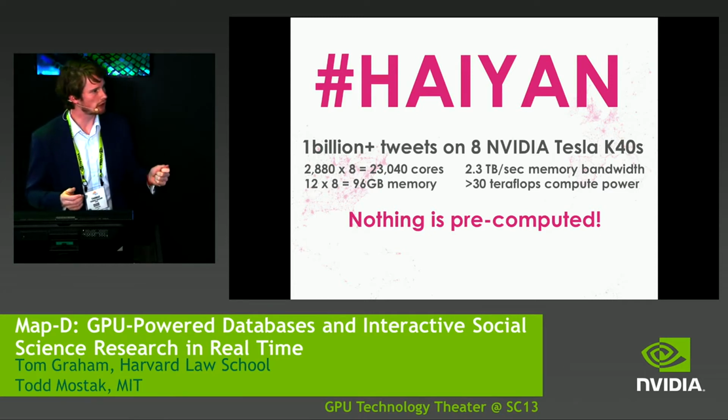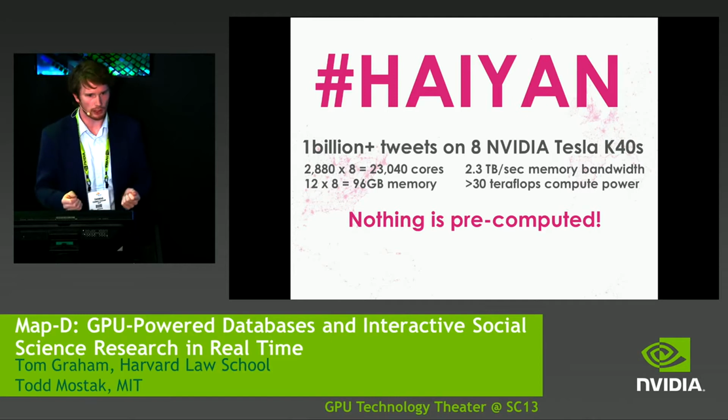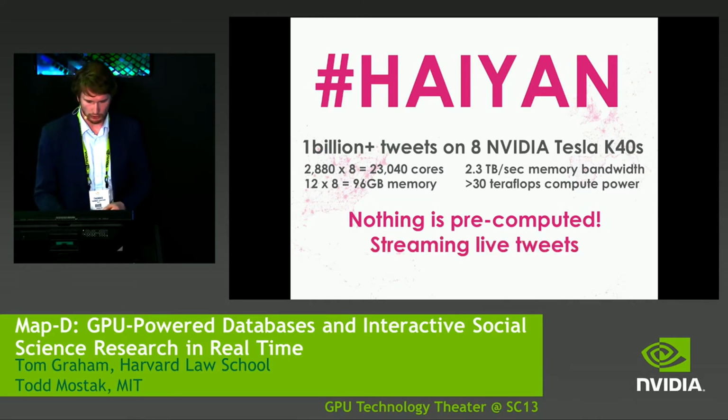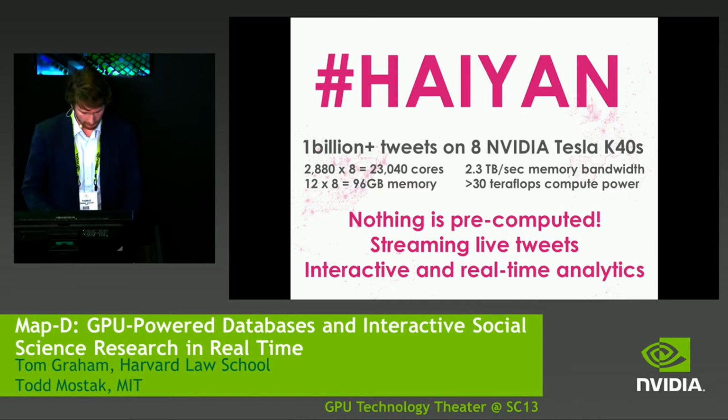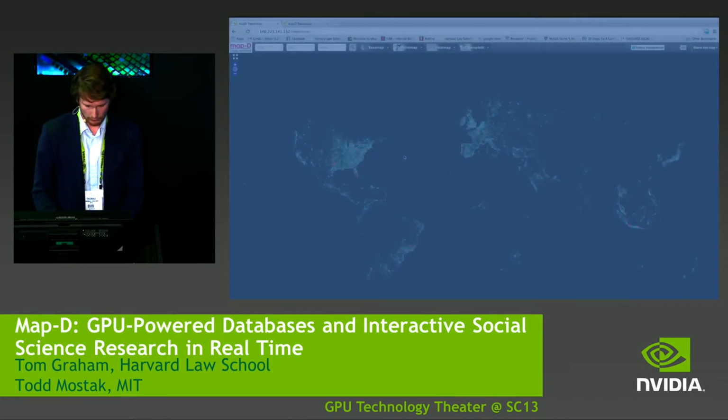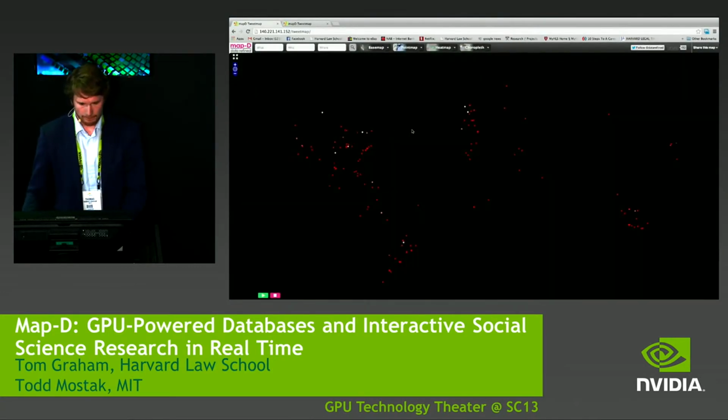Every single search, every time we move the map, every visualization, the database will scan the entire set of data, billions of rows in our column store database, and return results in real time. We're also streaming live tweets, so you can stream data onto the system. And the result is interactive and real-time analytics. So let's go over to the presentation.